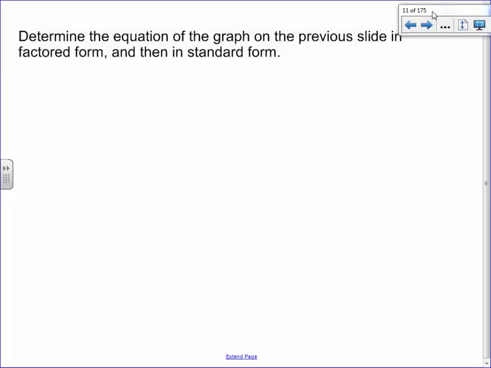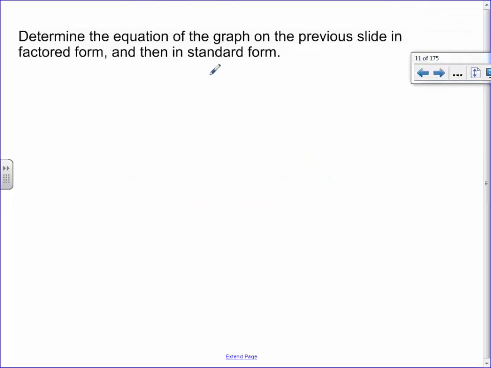So, okay, that's actually what this next slide asked for. It said determine the equation of the graph on the previous slide in factored form. So we just did that. That was y equals negative 1/2 x times (x minus 4), was it?